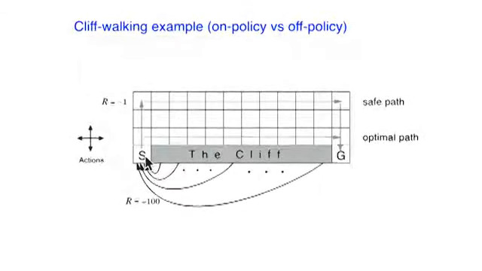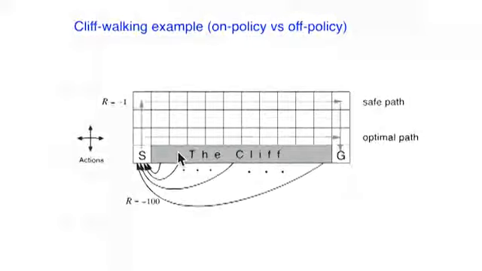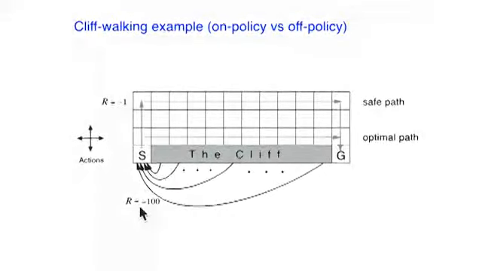Okay, now the cliff, this world is a little bit different because we also have this thing called the cliff. And the cliff is a region that if you, say, step into it, you are sent immediately back to start, and you get a big negative reward. Okay?